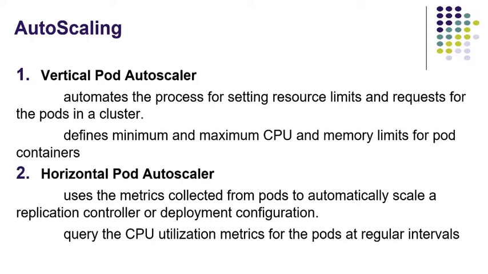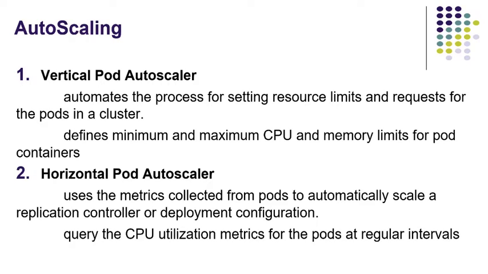Okay, so now what happens here is when you configure your auto scaling for your integration server, you are deploying your VPA, that is the vertical pod autoscaler. What the vertical pod autoscaler does is you are defining a minimum and maximum CPU and memory limits for the pod containers.